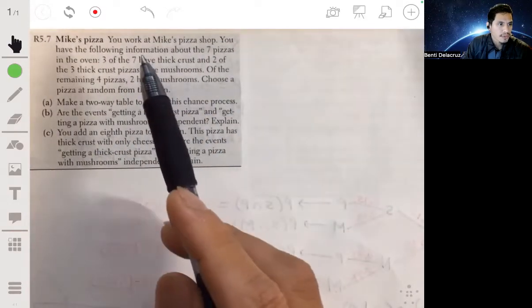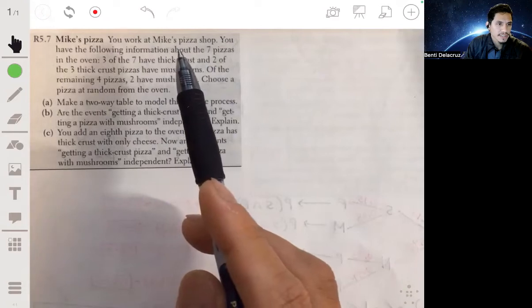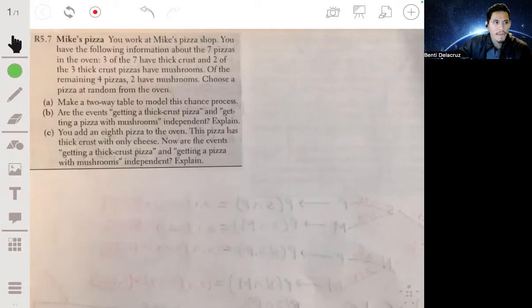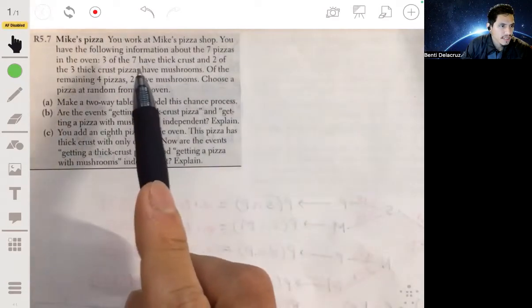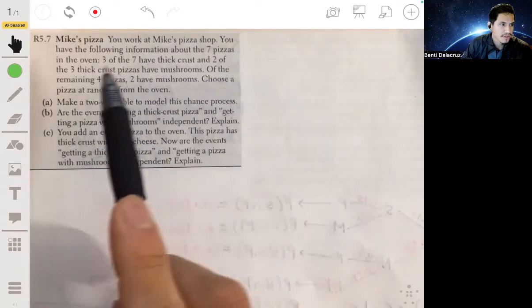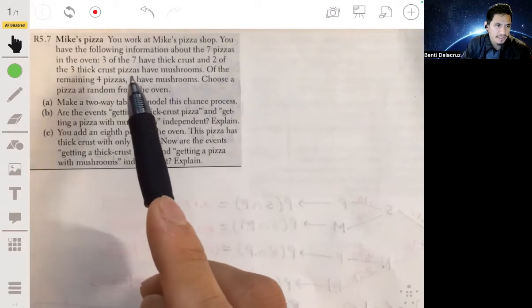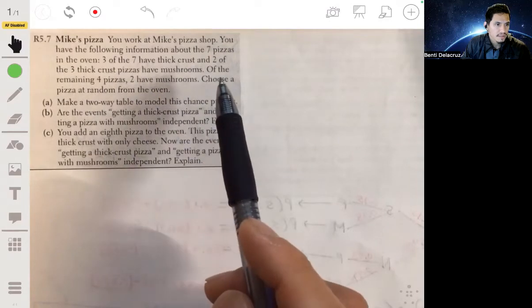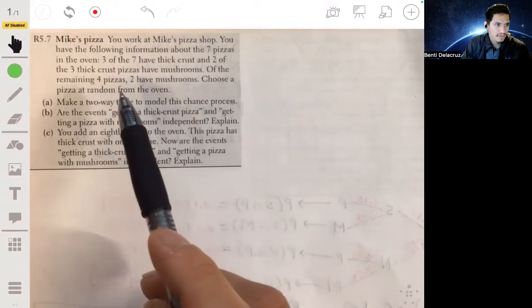Okay, so we work at Mike's Pizza Shop. You have the following info about the 7 pizzas in the oven. It says 3 of the 7 have thick crust and 2 of the 3 thick crust pizzas have mushrooms. Of the remaining 4 pizzas, 2 of them have mushrooms. So we're going to choose a pizza at random from the oven.